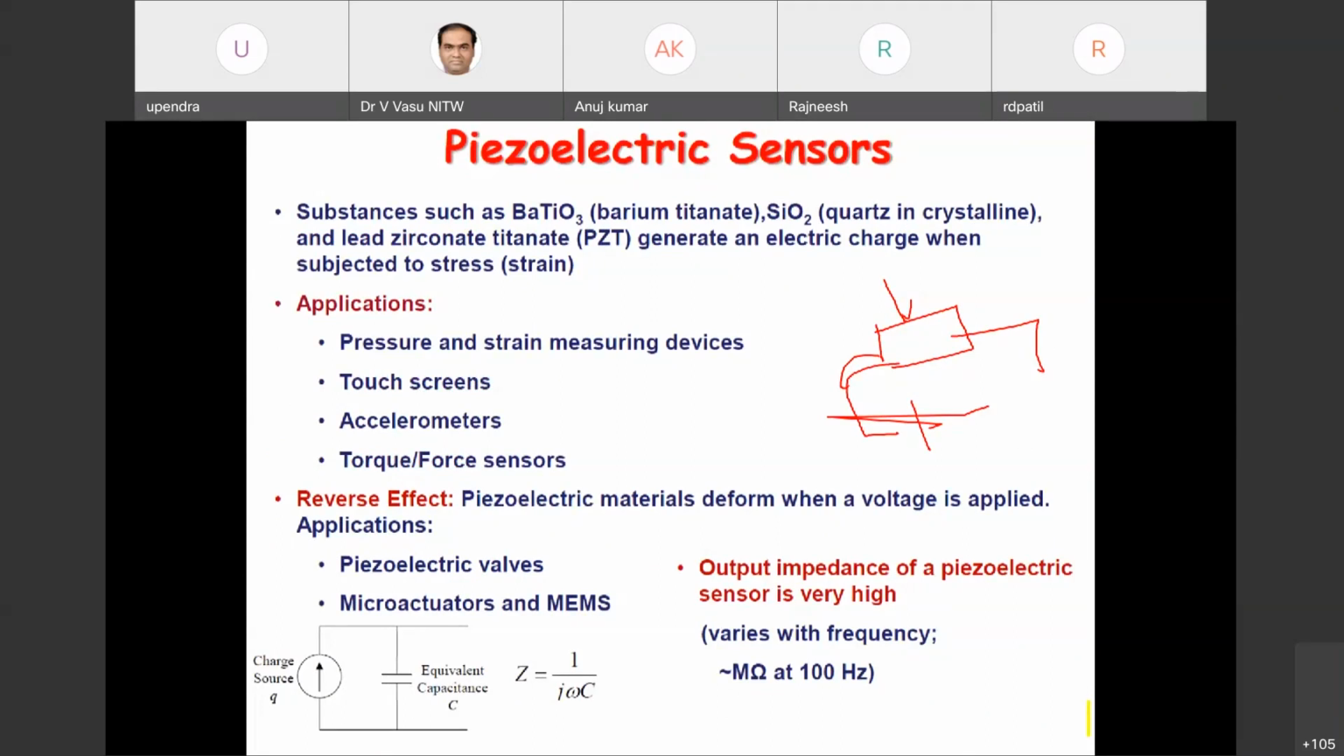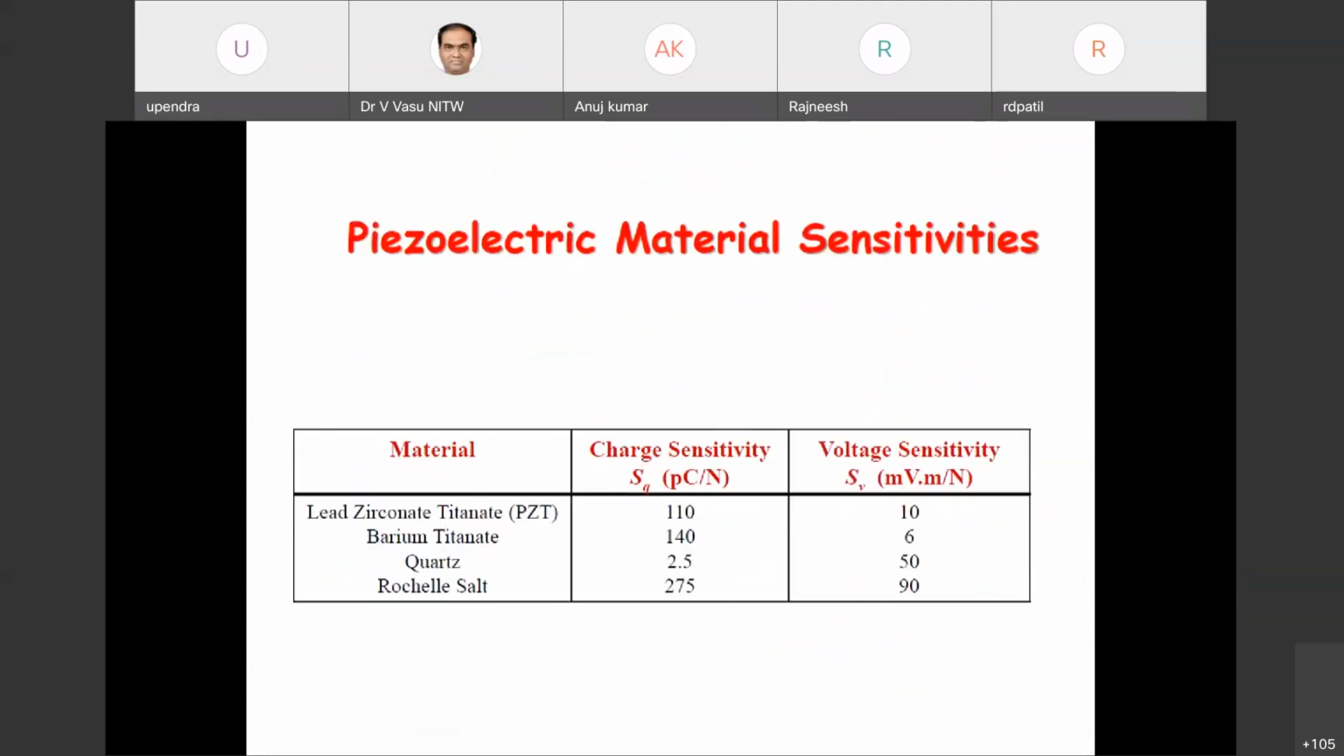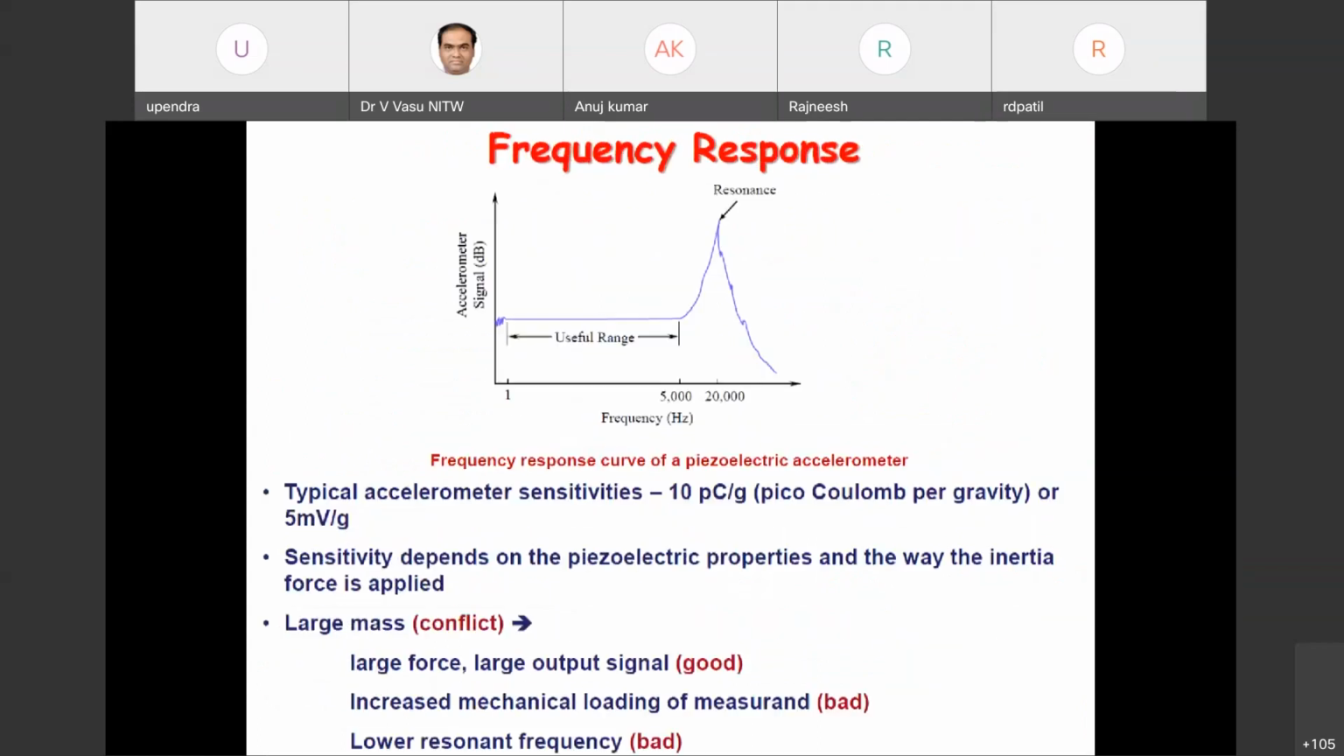These piezoelectric materials are mainly used in piezoelectric accelerometers. At the same time, force sensors, as I already explained, the piezoelectric dynamometers for the measurement of the cutting forces. We also have the touch screens on your mobile phones, and how they work is that piezoelectric sensors are contained in your mobile touch screens. These are all the different materials and applications.